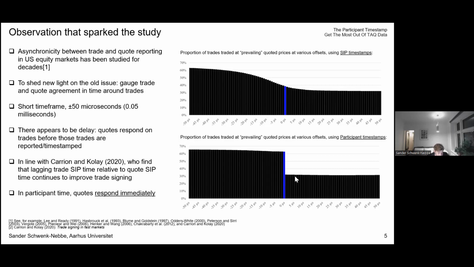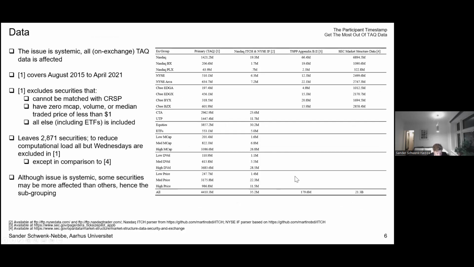Now, before we go to the results, I quickly have to cover the more boring stuff, namely the different data that I'm using here in the study. So the underlying issue I look at in the study is systemic, and that is because all data that is produced at the exchanges, so all trades and all quote updates, regardless of the security, receive that secondary timestamp, and all that data also goes through the SIPs to then be recorded in TAQ. So my aim is really to have a comprehensive sample of securities.